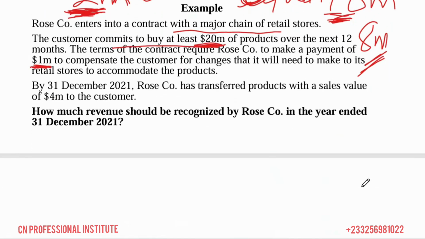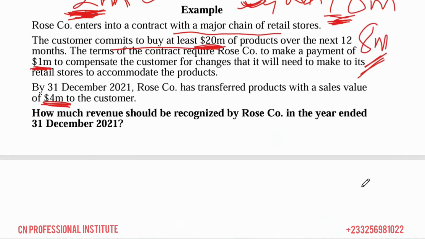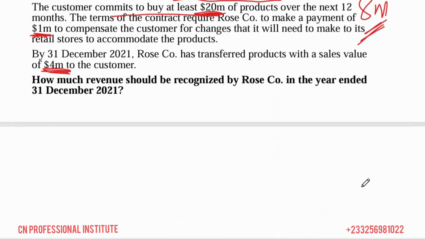Every 20 million they buy, they'll get a refund of what? 1 million. Now we're told that by the end of the year, Roscoe transferred goods worth what? 4 million to the customer. So if 4 million is transferred to the customer, what will be the refund? We are just refunding the customer for the changes it will make to its stores. So the refund is a compensation, not in exchange for goods. So we have to get the refund and deduct it from the transaction price.